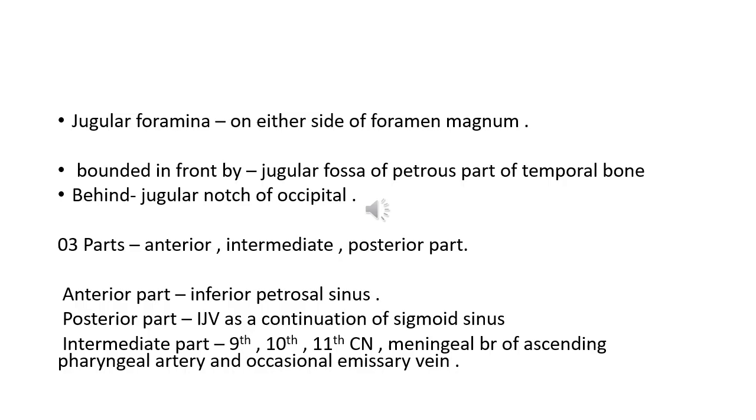The posterior part contains the internal jugular vein as a continuation of the sigmoid sinus that lies in the mastoid bone, and the intermediate part contains the ninth, 10th and 11th cranial nerves along with the meningeal branch of the ascending pharyngeal artery and emissary veins.